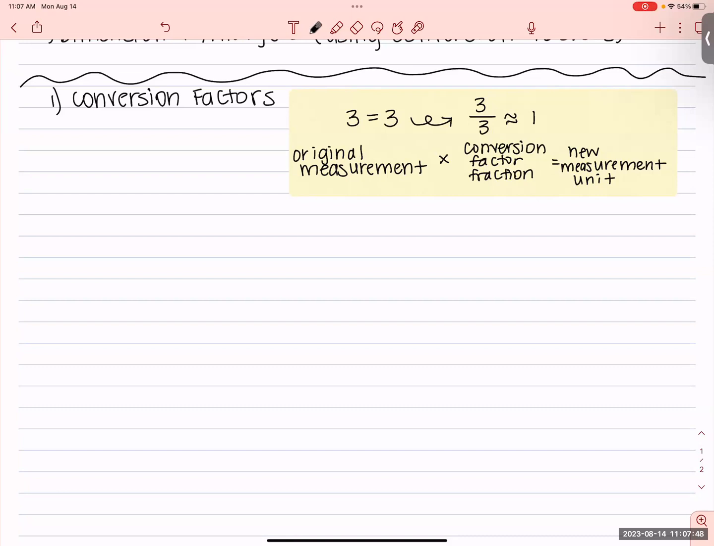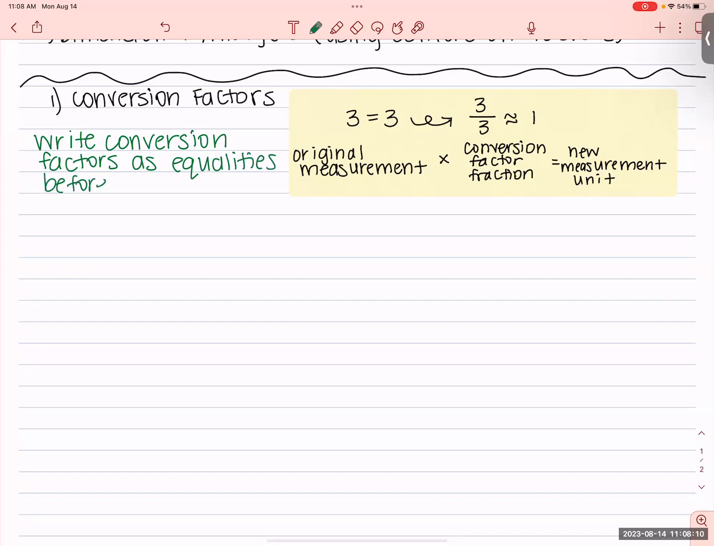So first, the first type of conversion factor. Let me just write here: writing conversion equalities for fractions in dimensional analysis.